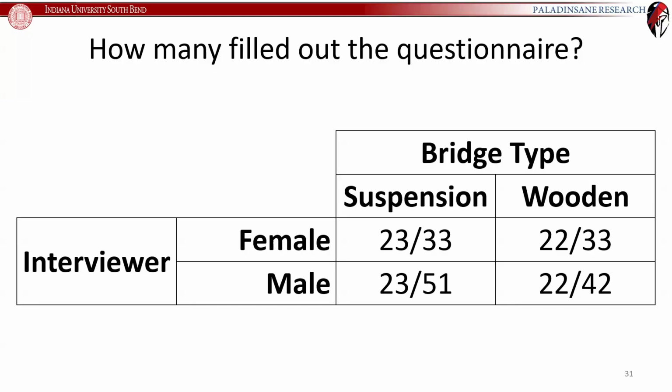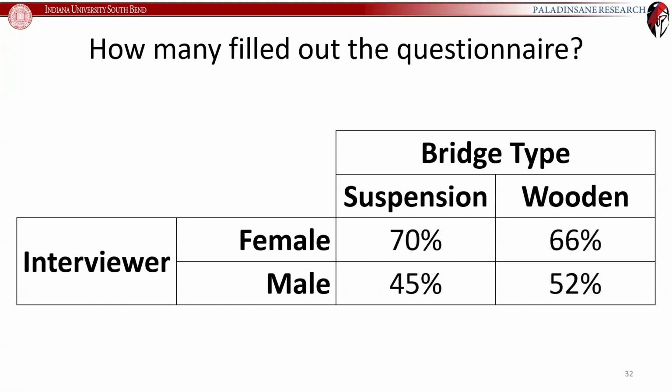So suspension bridge, asked by a female, 33 individuals were approached, 23 said they'd fill it out. For the wooden bridge, female interviewer, 33 were approached, 22 said that they would fill it out. For the male on the suspension bridge, 51 were approached, 23 said that they would fill out the questionnaire. Wooden bridge for the male, 42 were approached, 22 said that they would fill it out. Those relative frequencies are that right there.